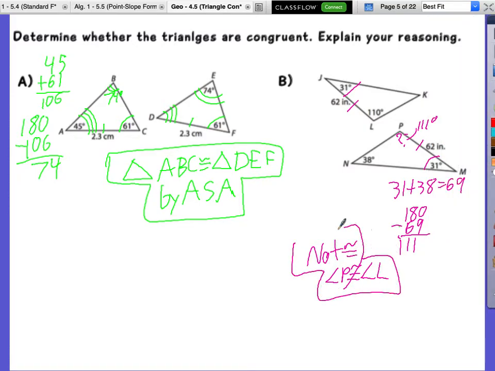And that could be our explanation. Not congruent, and it's because angle P is not congruent to angle L. If they're not congruent, that's enough of an explanation, right? Do we need to say any more? No, we know that two corresponding angles aren't congruent. That's enough of an explanation right there, because it doesn't work then.